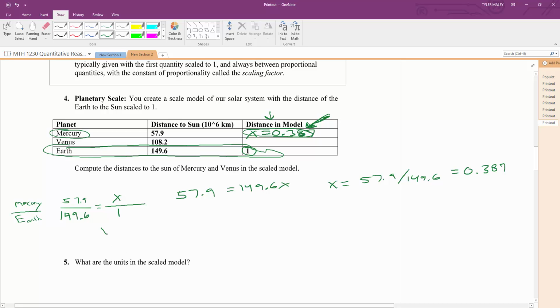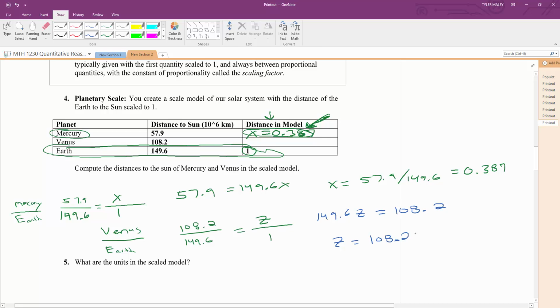So what I would do is compare Venus to the Earth. For Venus, we have 108.2 over the 149.6. And then the distance in the model for the Earth is 1, and we'll let this be z, some variable. That's what we're trying to figure out. So if we cross multiply, you'll get 149.6z equals 108.2. If I divide both sides by the 149.6, I'm left with z equals 108.2 divided by 149.6.